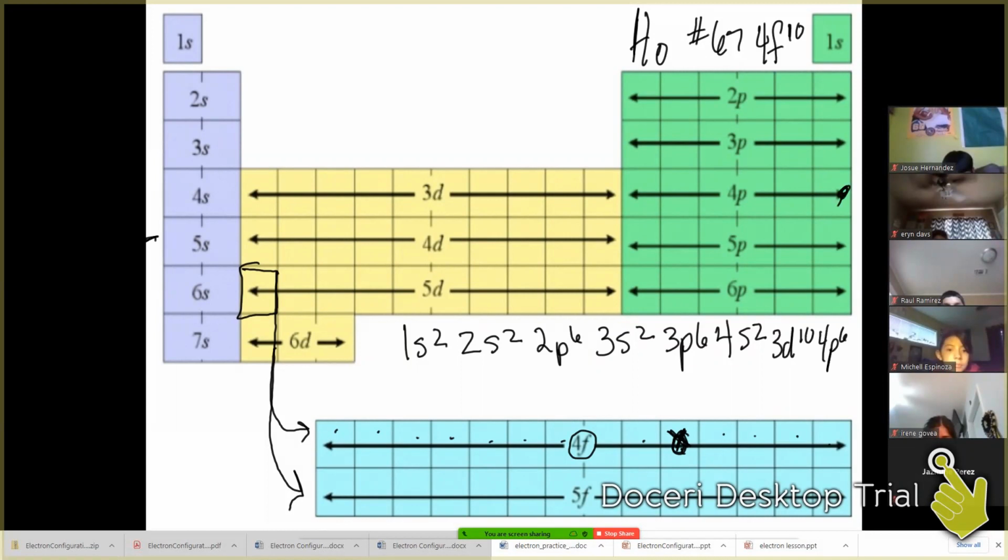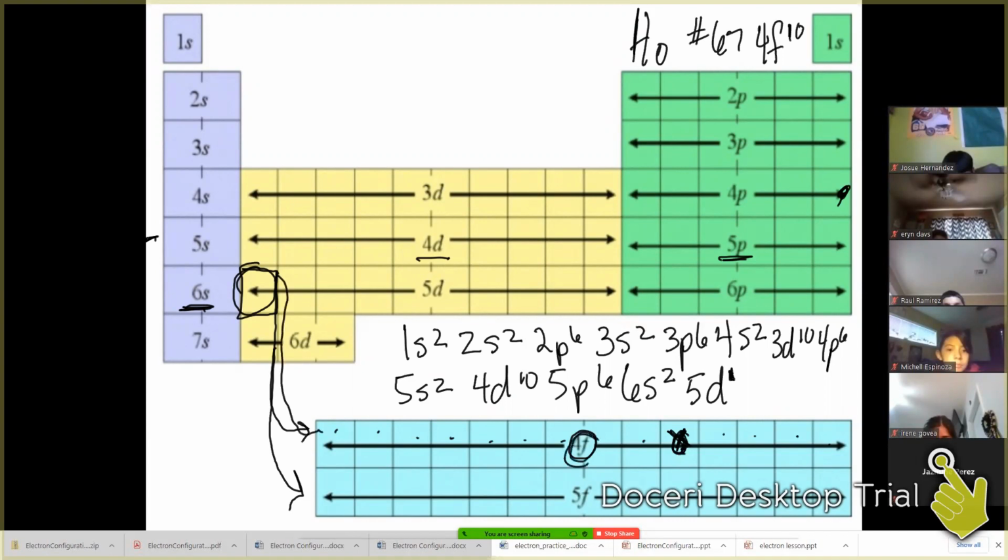So I'm right here. I still got a ways to go because the element I'm looking for is in period 6. So 5S2, 4D10, 5P6, 6S2. I'm going to do this one that's in 5D, so that would be 5D1. Then I can come down and do my 4Fs. And we said it was 4F and it was 10 places in, so it would be 4F10. So that would be the longhand electron configuration for element number 67, holmium.